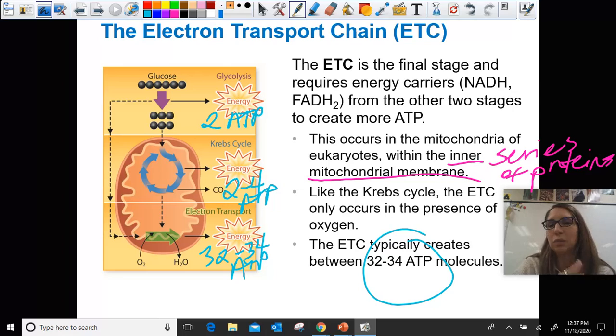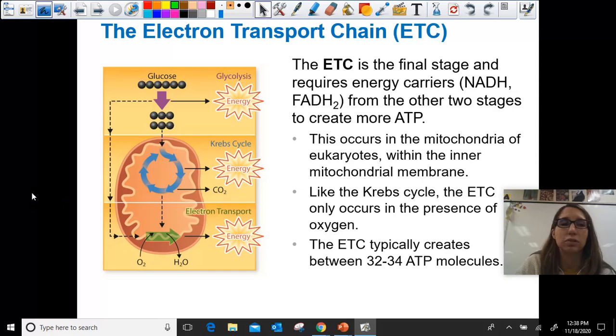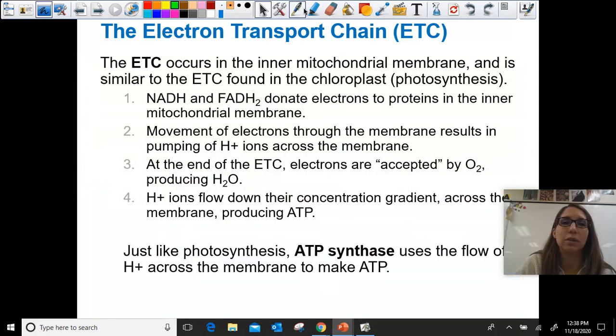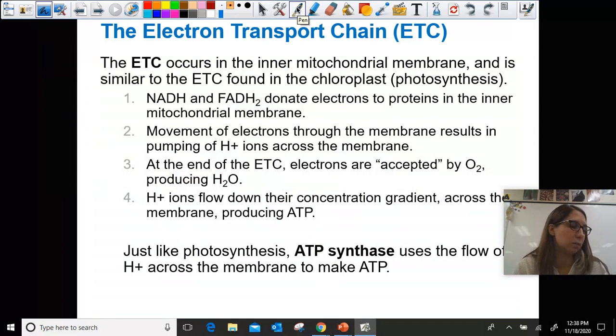So if I were to ask you which stage of cellular respiration produces the largest amount of ATP, your answer would have to be the ETC, because it's not even comparable to 2 or to 2 to 4. So 32 to 34 is significant, and this is really the reason why we do glycolysis and Krebs: to create the energy carriers that we need to be able to do this set of processes. So I've got 4 steps here for this one. Again, don't stress about the steps, but just have an idea of the general kind of process.